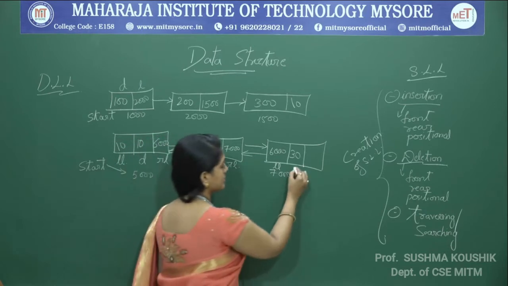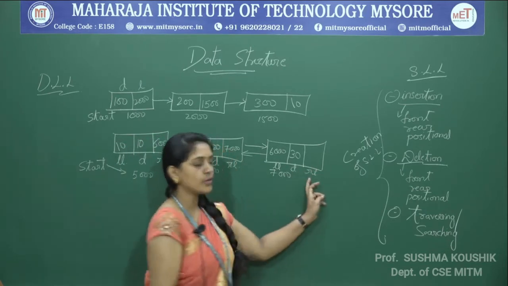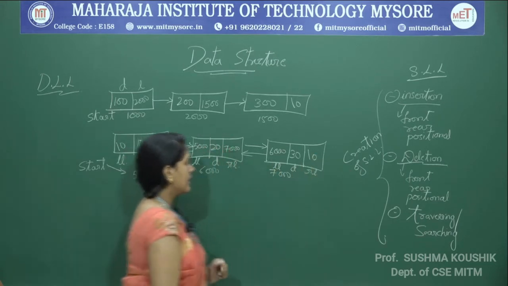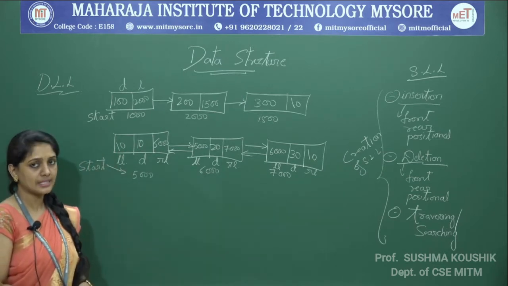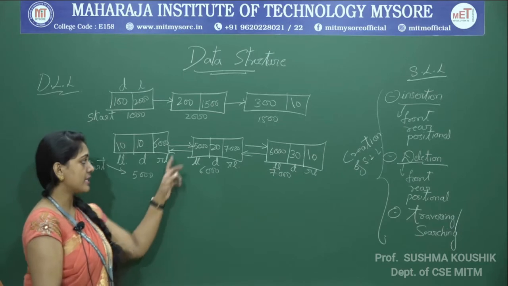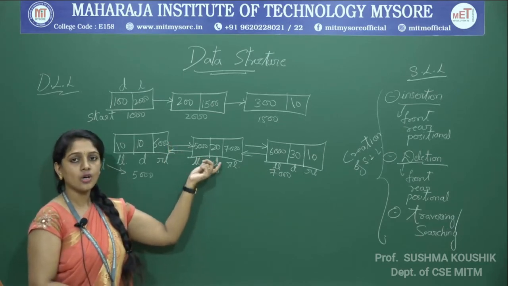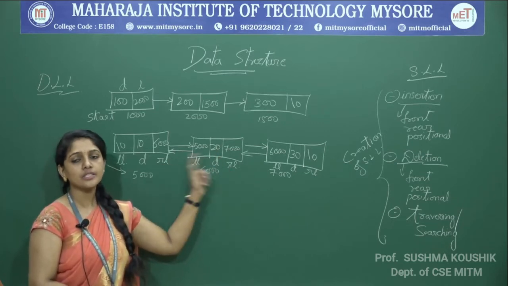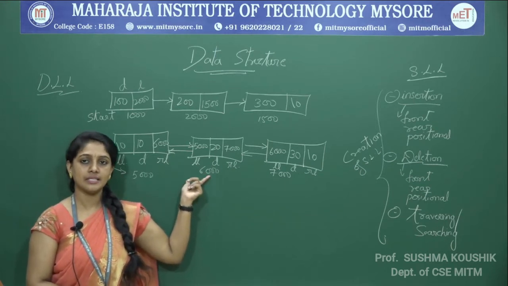And similarly, the last node's RL, since there is no more node next to it, will have null in it. This is the pictorial representation of doubly linked list. As the name itself is telling, it has a double link. Every intermediate node can traverse to its right side and back side. In both directions it can traverse, and hence it is called a doubly linked list.